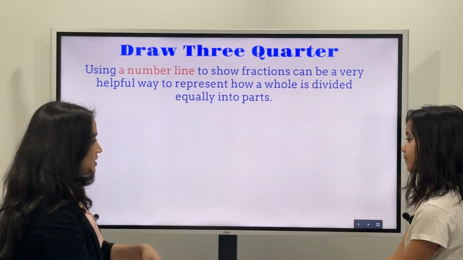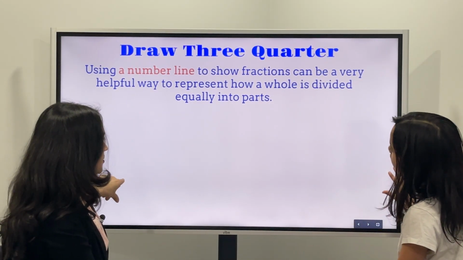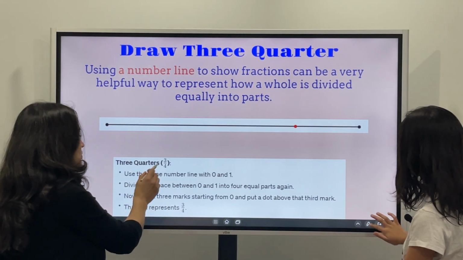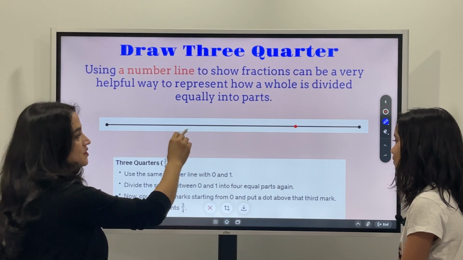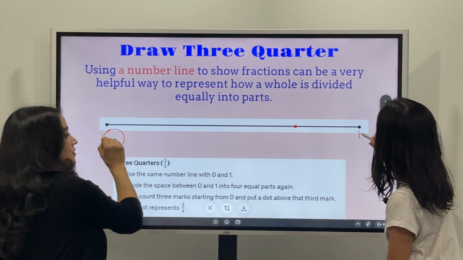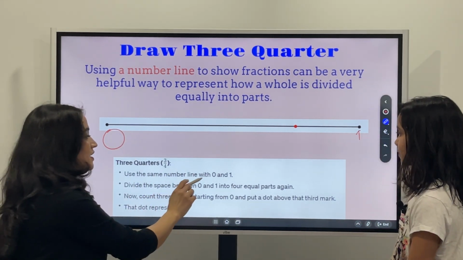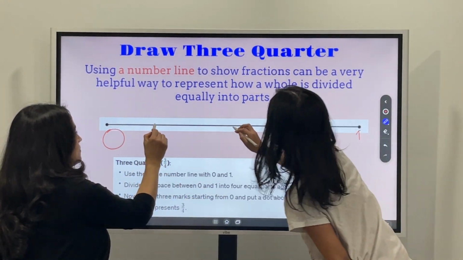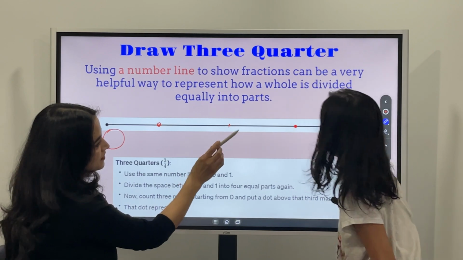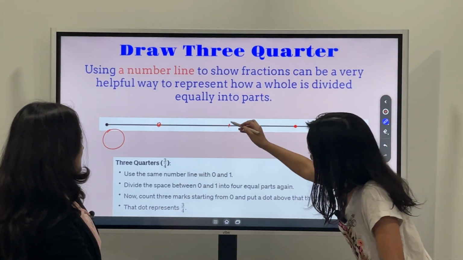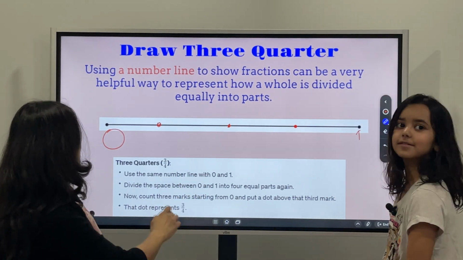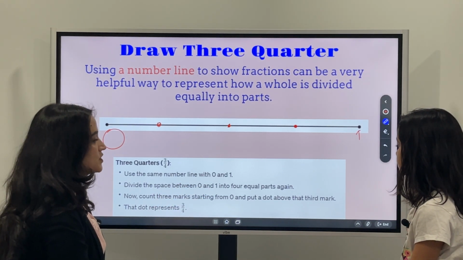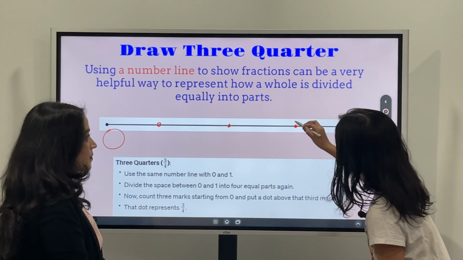So now 3 quarter. There is this step. So that's the number line. For 3 quarter, use the same number line. Here is 0, that's 1. Now divide into 4 equal parts again. So 1 here, 1 there and 1 there. Now count 3 marks starting from 0 and put a dot above that third mark.